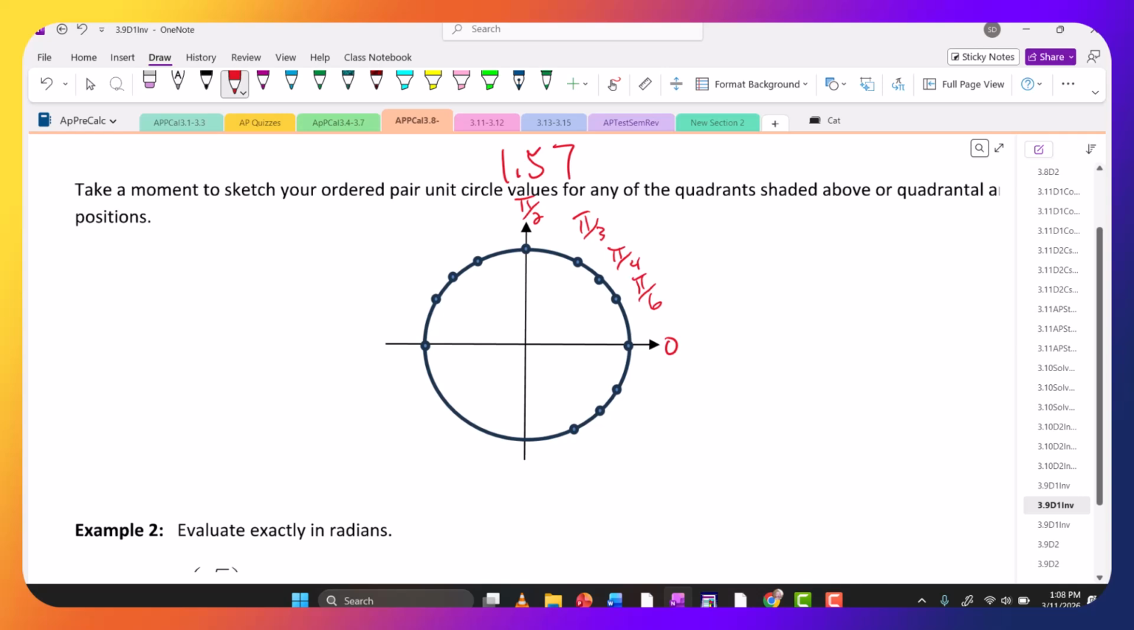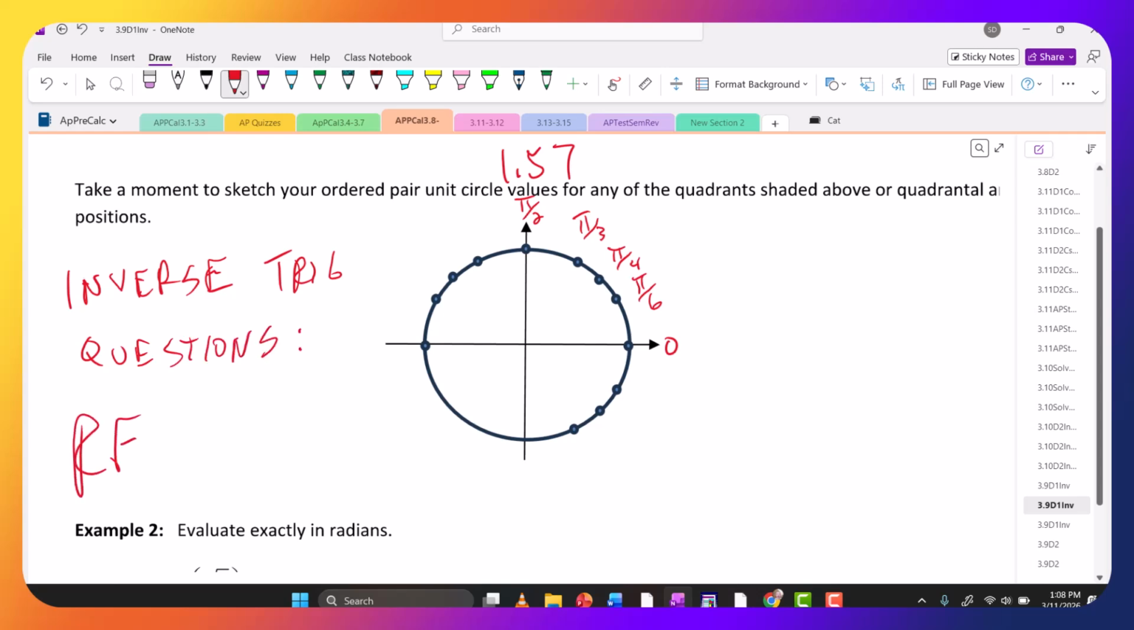But then when you go to quadrant 4, this is the inverse section. So whenever I have inverse trig questions, inverse trig standalone questions, I must deal with the restrictions. And these are it.